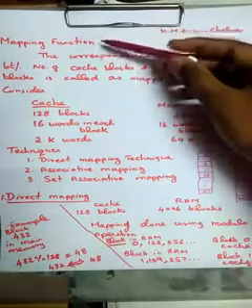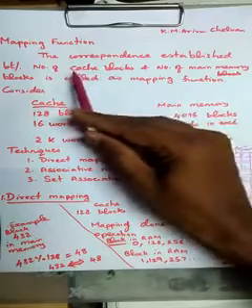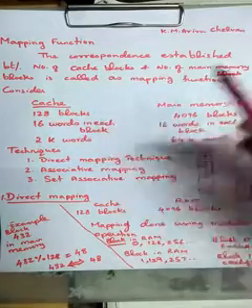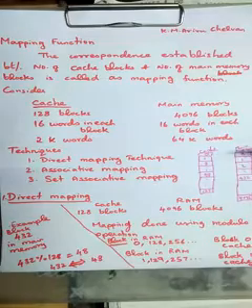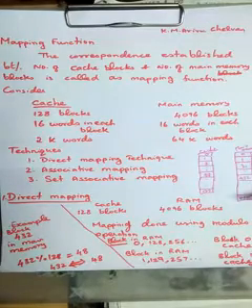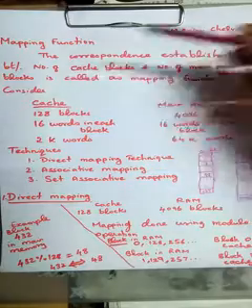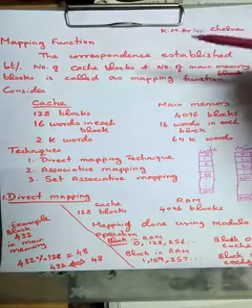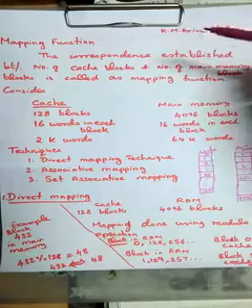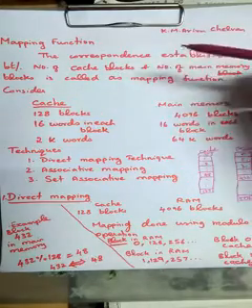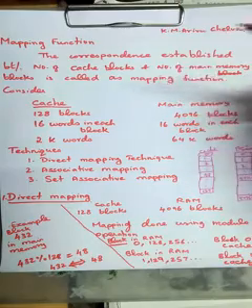Now we discuss the mapping function in cache memory. The number of blocks in cache memory and the number of blocks in main memory are not equal. The size of cache is smaller and the size of main memory is larger, so the number of blocks will differ. To make a correspondence between cache memory and main memory, we follow a technique called mapping function.